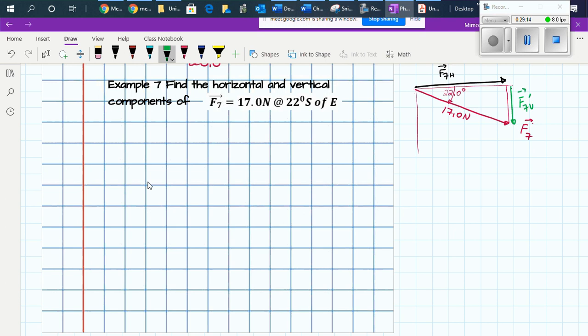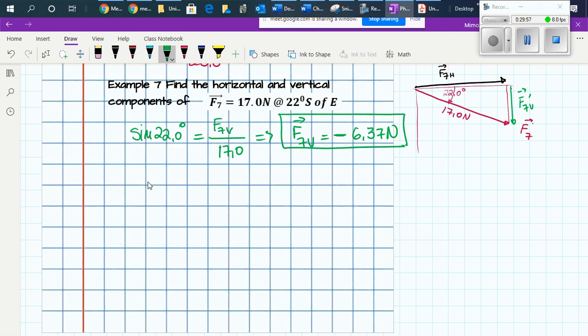F7 vertical. Now, again, the same logic. If we are finding the vertical component, then we will use sine. So sine 22 is equal to F7 vertical over 17. From here, F7 vertical as a vector will be 17 times sine 22, and it is going down, so will be negative 6.37 newtons.